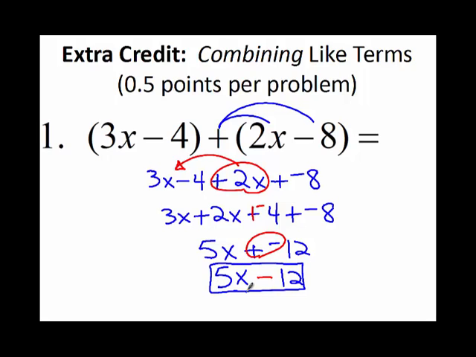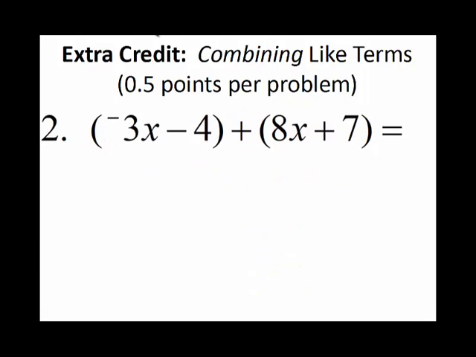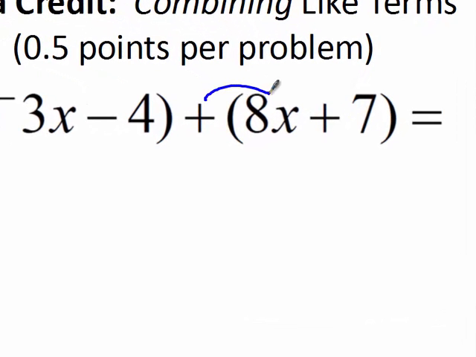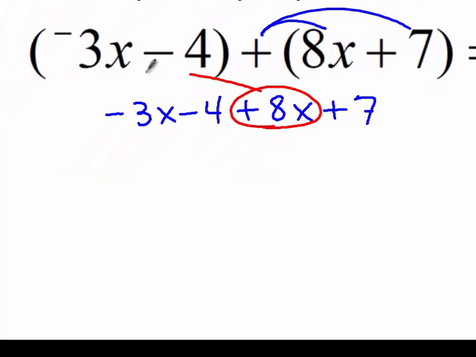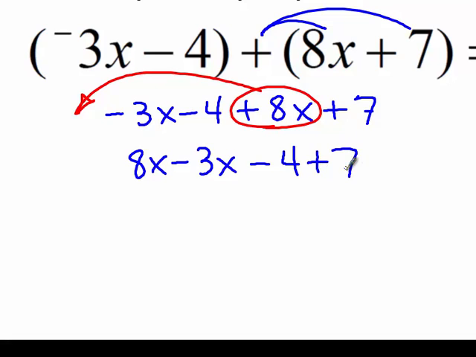Number 2. We have the quantity negative 3x minus 4 plus 8x plus 7. We are adding the 8x plus 7. Rewriting this, we have negative 3x minus 4 plus 8x plus 7. We can use the commutative property to bring the 8x to the front, and we can say that this is 8x minus 3x minus 4 plus 7.